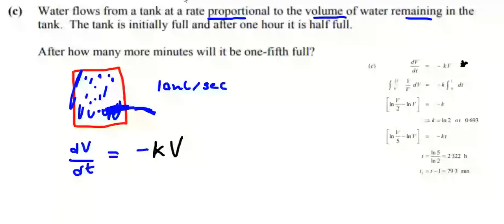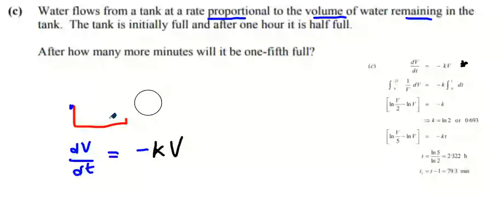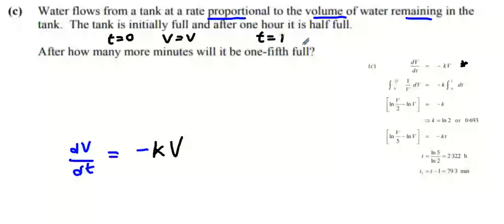Next thing we might try out is that the tank is initially full. You can call it full tank V. So at t equals 0, your volume equals V. However, after 1 hour, it is half full. So when t equals 1, your volume is the initial volume divided by 2. That brings us to the next part.